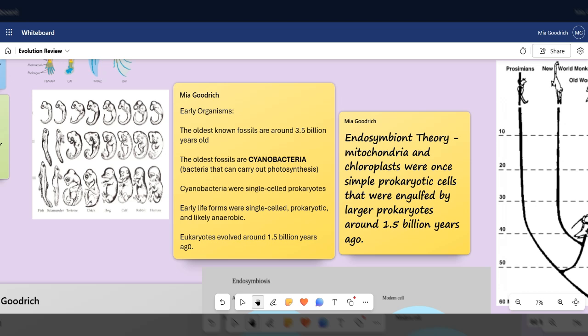These old fossils are called cyanobacteria. Okay, we know what bacteria are. They're prokaryotic. Cyanobacteria can carry out photosynthesis. Okay, they can make their own food and they produce oxygen as a byproduct of that process.